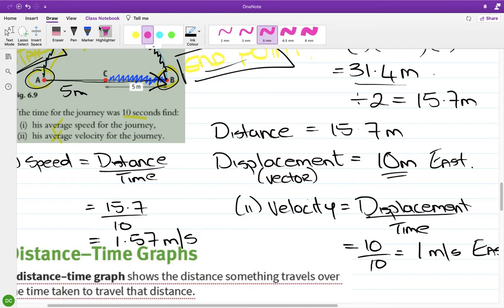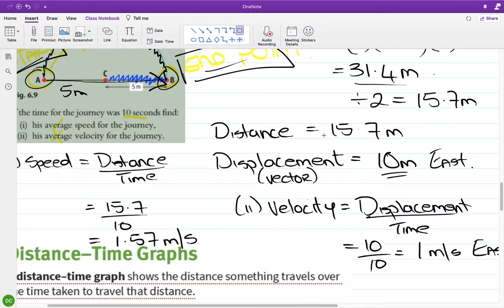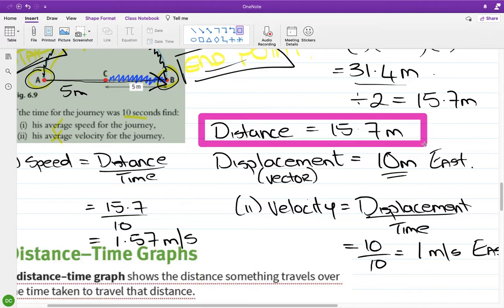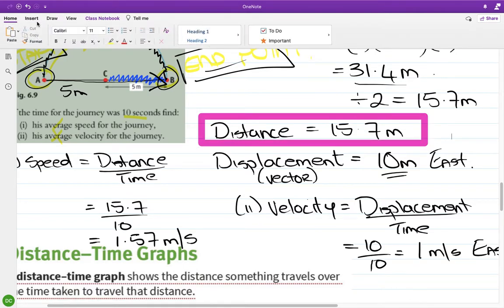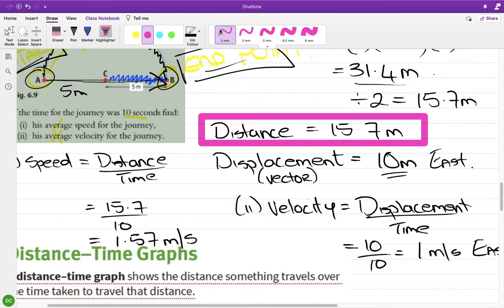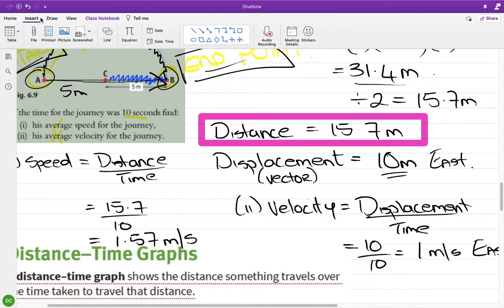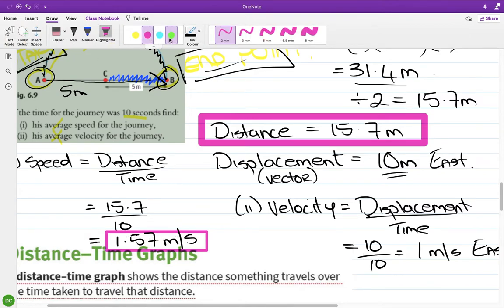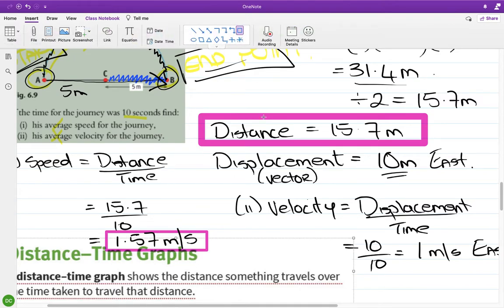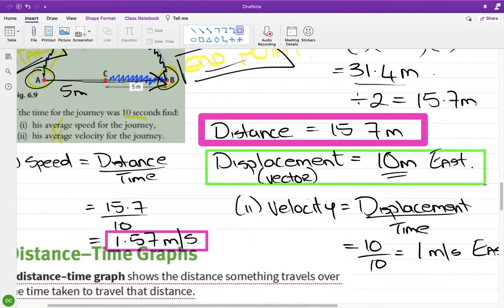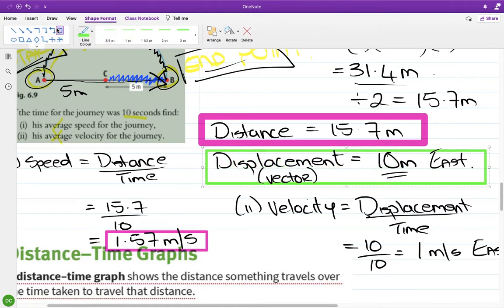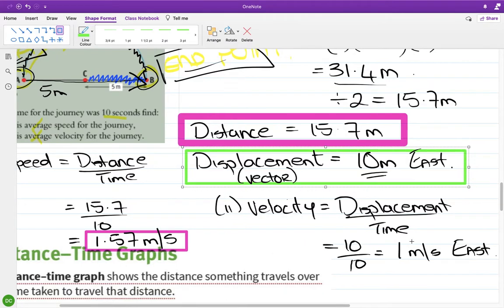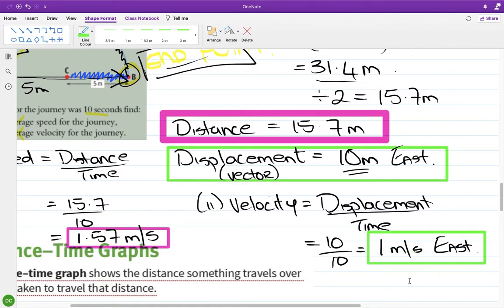Just let me highlight them. So the distance was 15.7, and to go with that, the speed was 1.57, and then the displacement was 10 meters east, and then to go with that, we have a velocity of 1 meter per second east.